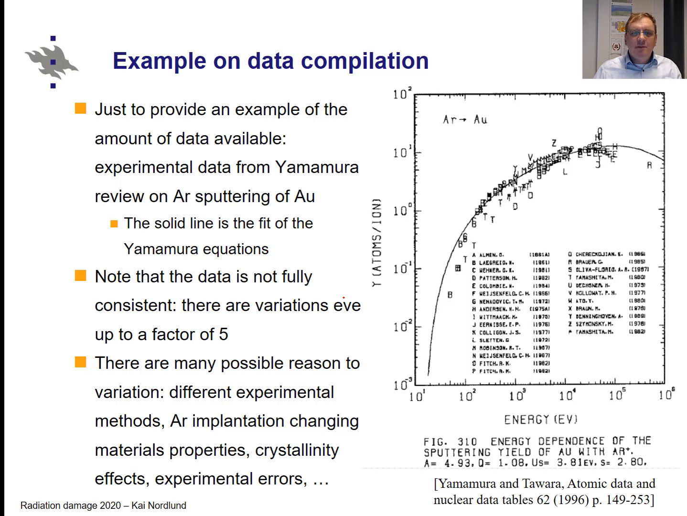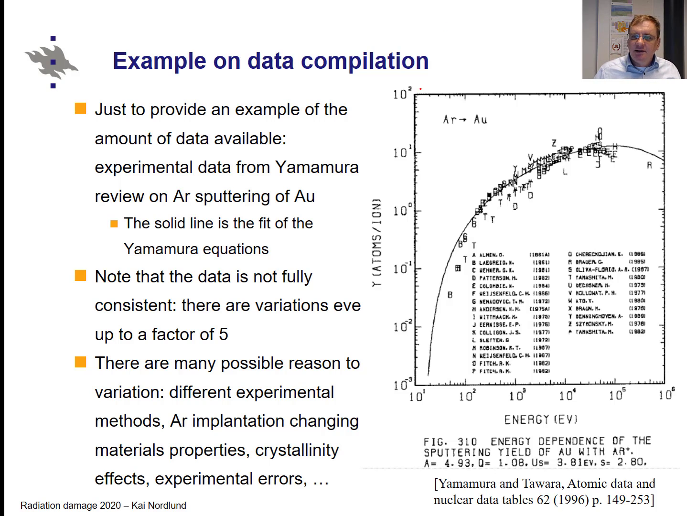And just to give an example of how much data there is, this is one of the images from this review article by Yamamura, where every letter in this plot is a sputtering yield measurement, and you can see from the number of letters that there is a huge amount of sputtering yield data. This is for the case of argon irradiation of gold as a function of the energy in electron volts.